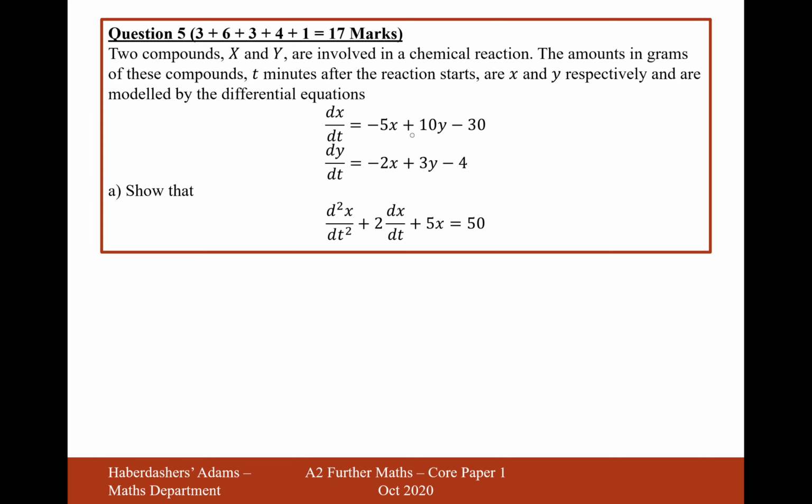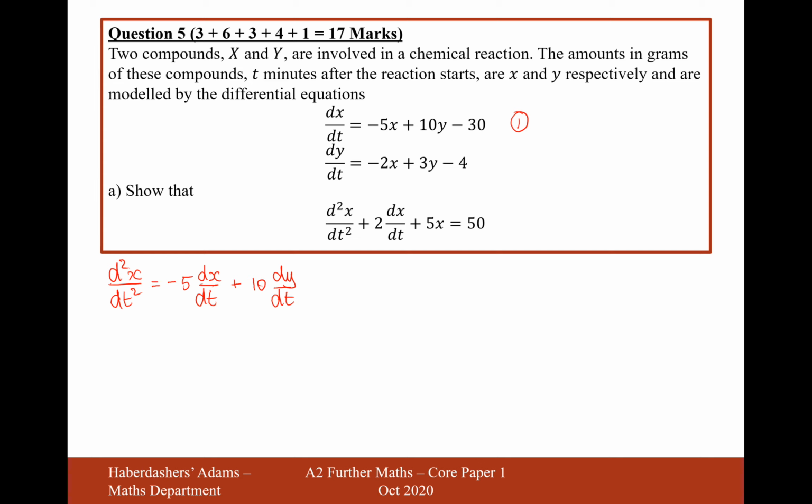So I think what I'll do to get the ball rolling is I'll differentiate the first equation. I'll call this one the first equation. So I'm going to differentiate the first equation. So it's going to be d squared x by dt squared equals minus 5 dx by dt, and it's going to be plus 10 dy by dt. And then the 30 will just disappear.